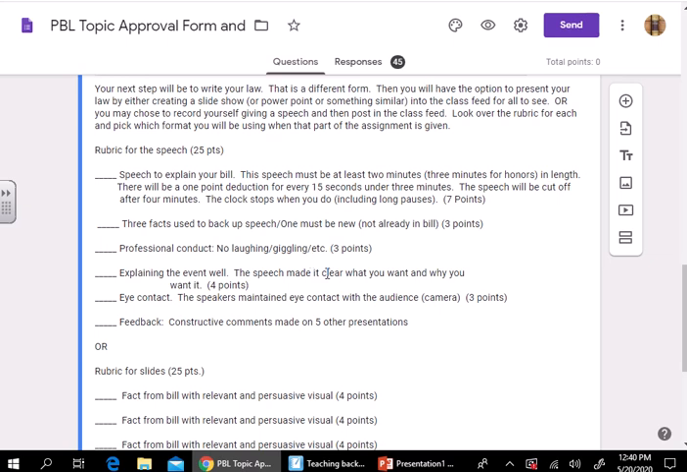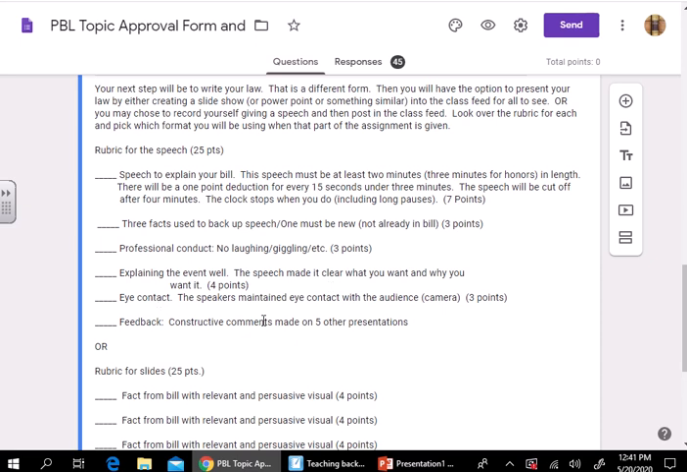And you want to explain the event well. You want to make it clear. This is what I'm asking for. Our state is asking for this bill to be passed. We want this bill to be passed because of this thing and this thing about the coronavirus. So we've got to do this.